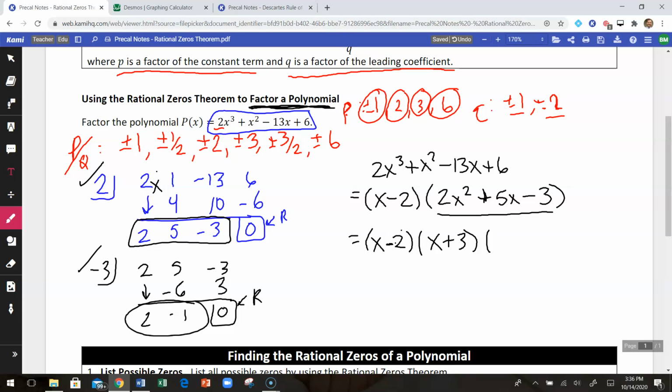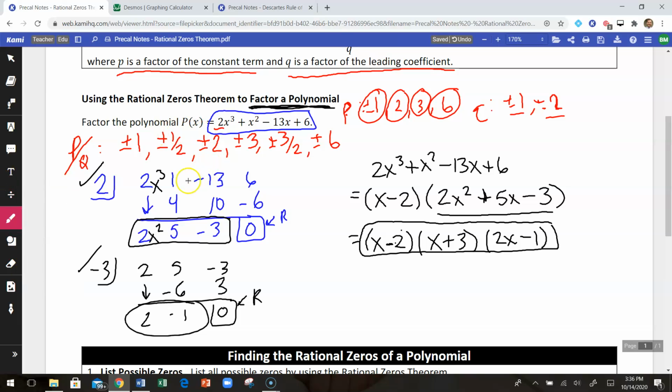This was 2x to the third. We did synthetic division once. That's 2x squared. This is now just 2x. So we have 2x minus 1. And I have this thing now completely factored by simply doing synthetic division twice.